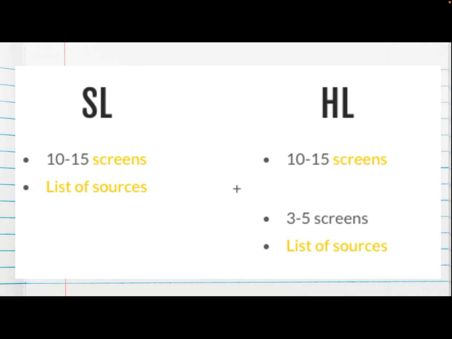You also need to include a list of sources for both standard and higher level. This needs to be references that include information that you have used, and you also need to have the list of sources recognised at the point of use. Your list of sources will be uploaded as a separate document than your comparative study. For higher level, your comparative study will also include, after your 10 to 15 slides, an additional 3 to 5 slides that explore how your work connects to the work of the artist.